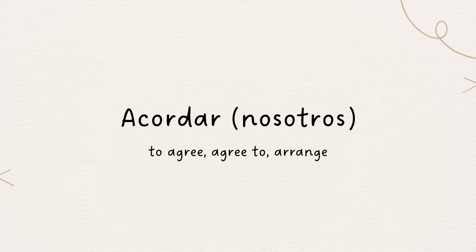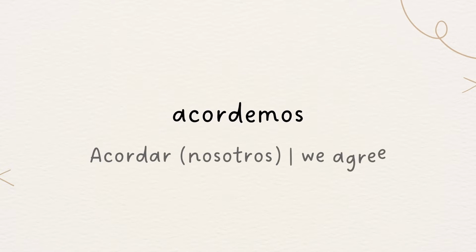Acordar with nosotros. Acordar with nosotros becomes acordemos, which means we agree. Acordemos. There are some verbs where the nosotros form will not be conjugated like in irregular, and I wanted to put these in here so that you could see that.